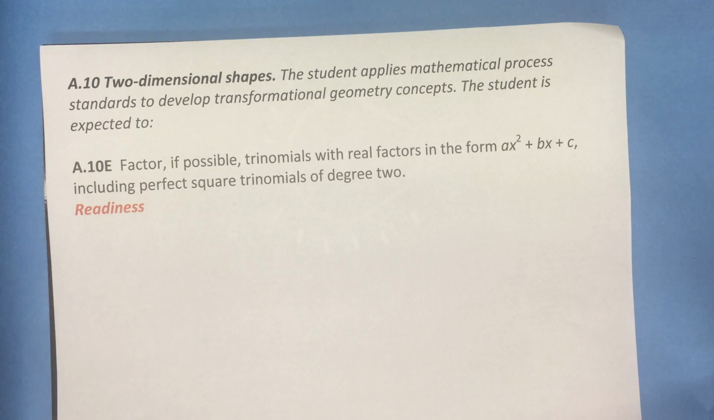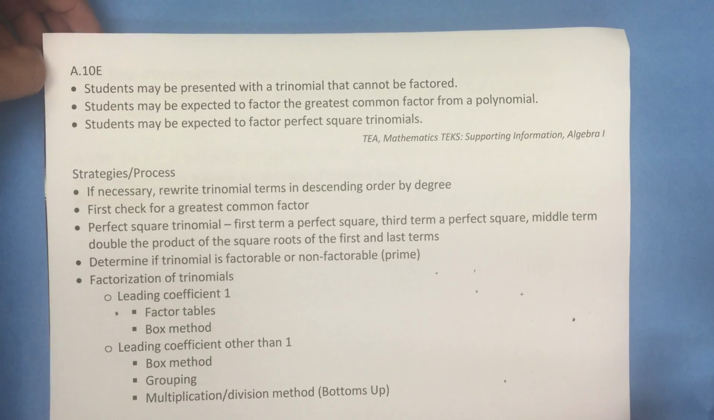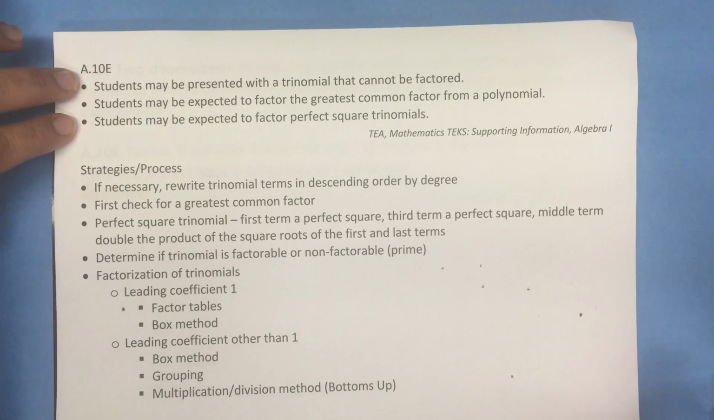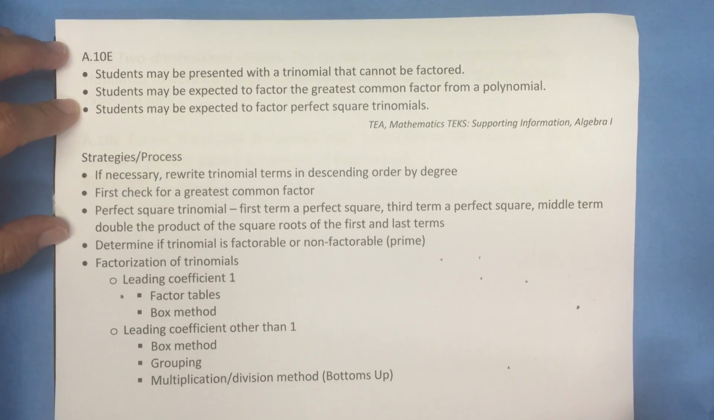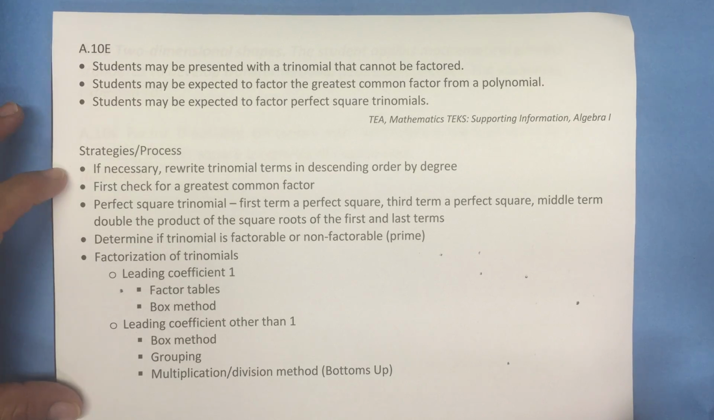Let's take a look at standard A10E, which says factor if possible trinomials with real factors in the form ax squared plus bx plus c, including perfect square trinomials of degree 2. In a previous video, I shared information that came from TEA, as well as some strategies for factoring trinomials.